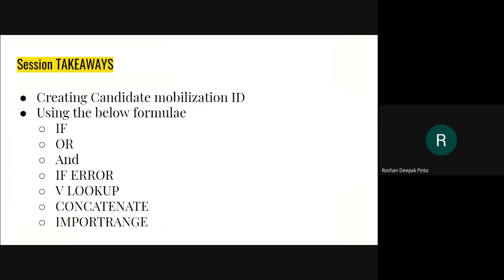The session takeaways are creating candidate mobilization ID, for which we will be using the below formulae: IF, OR, AND, IFERROR, VLOOKUP, CONCATENATE, and IMPORTRANGE. Remember friends, IMPORTRANGE is a very important function available in Google Sheets, which is the key to making the automated ERP system. So now let us go and use this practically and see how it is done.